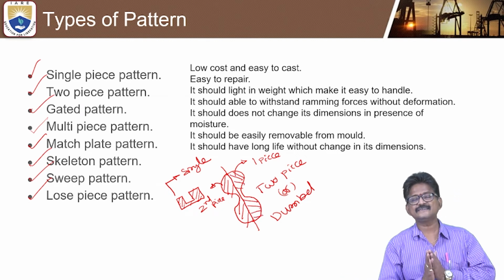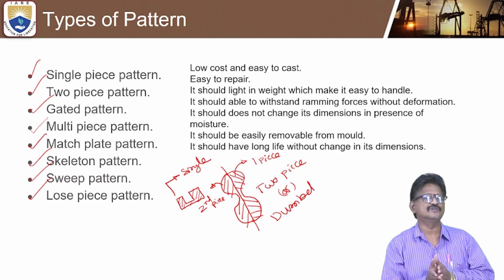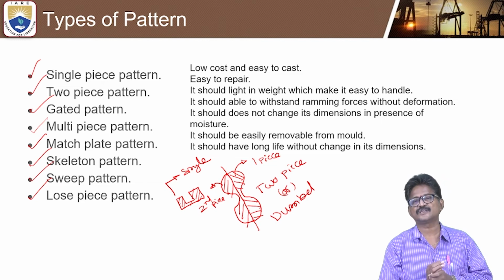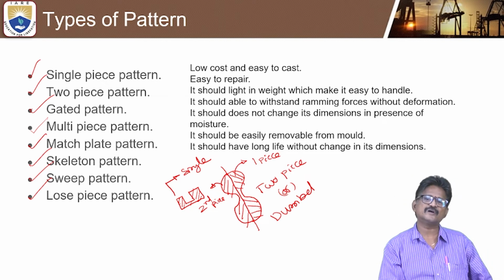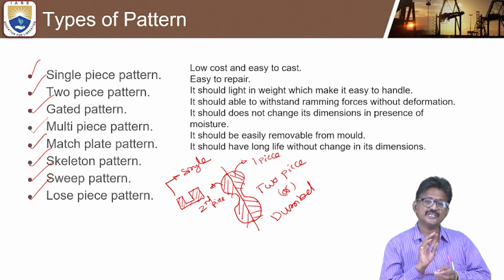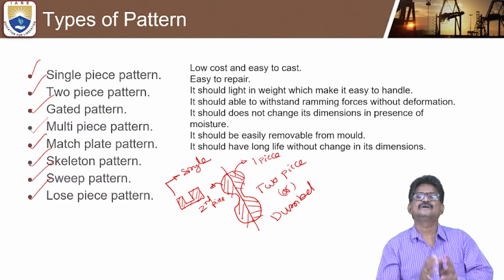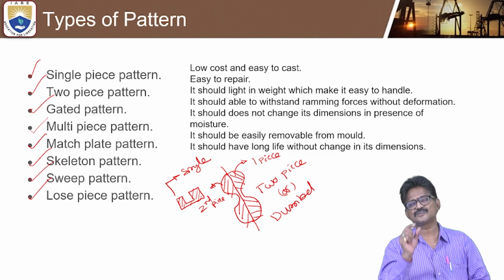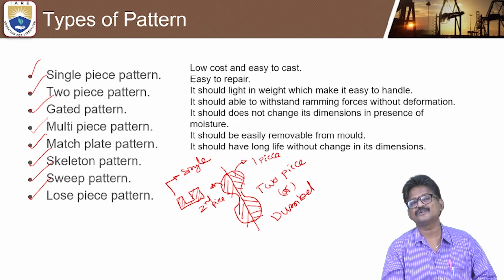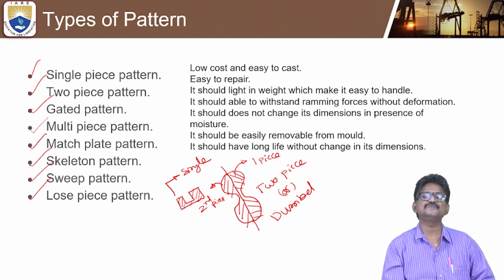Okay, so like that, each pattern has a different role: single piece pattern, two piece pattern, gated pattern, multi piece pattern. Some three piece patterns are also available. If the three piece pattern is used, three different types of boxes are used. Whenever it is a single piece pattern or two piece pattern, a drag box and cope box can be used. If you want to use a three piece pattern, three boxes should be used for making the mold cavity: drag box, cope box, and cheek box. The third important box is the cheek box. That is a three piece pattern.